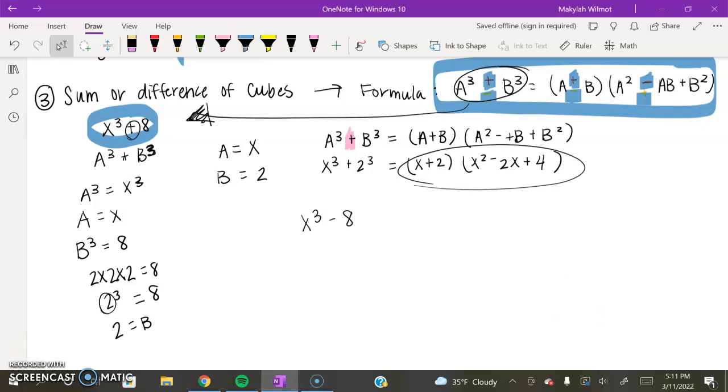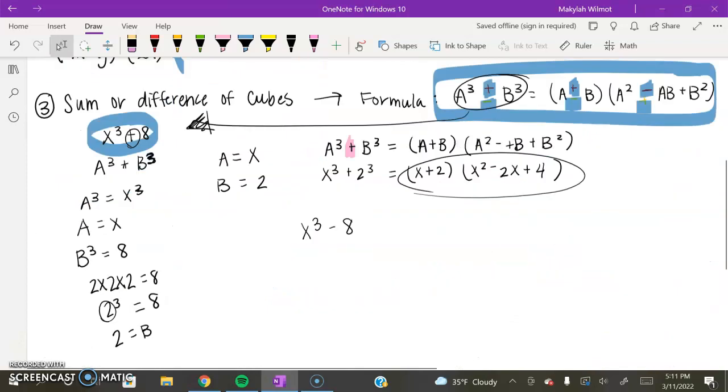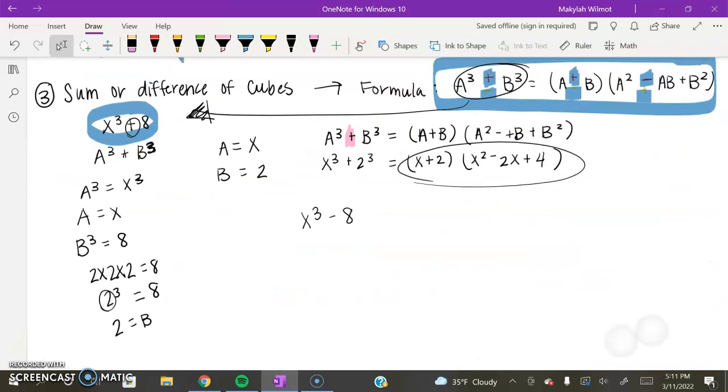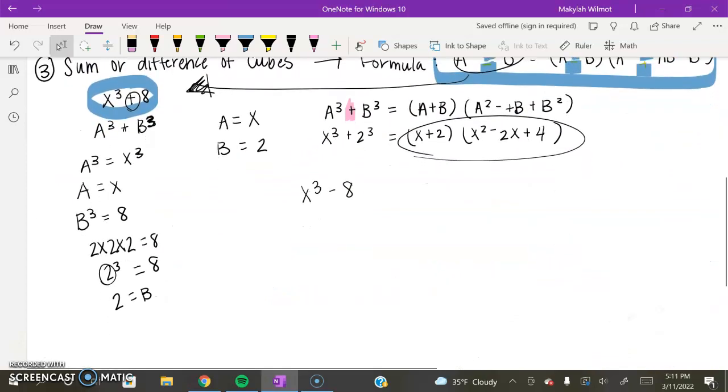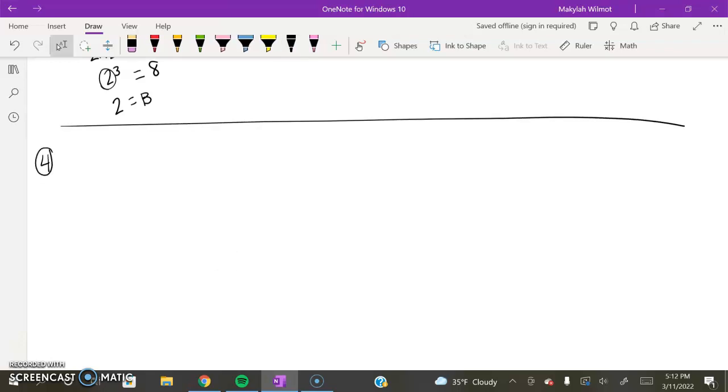Okay, so we just went over greatest common factor, factoring by grouping, and then the sum or difference of cubes. The next way we can factor, draw a line, is by the difference of two squares. This is super easy.